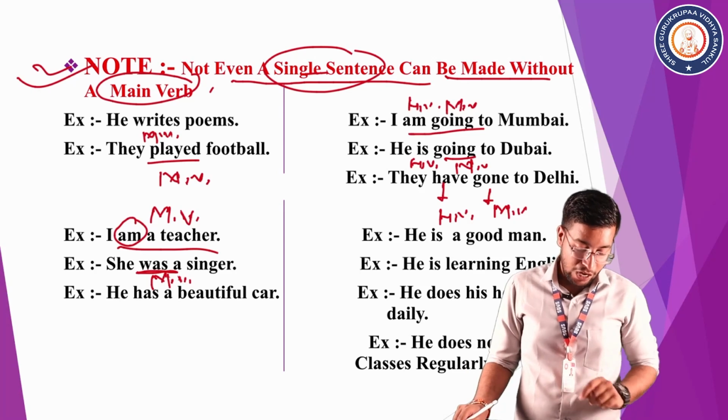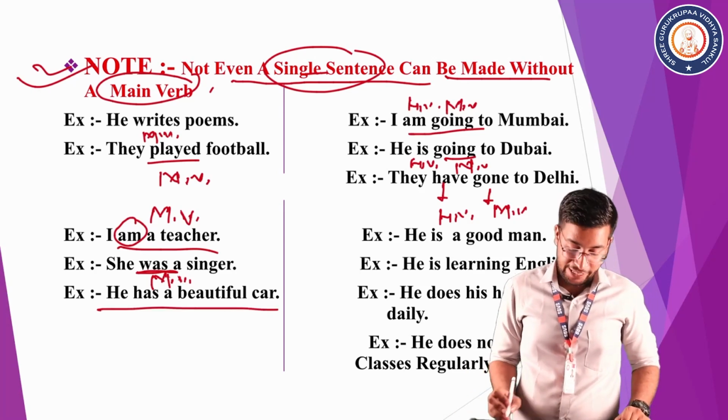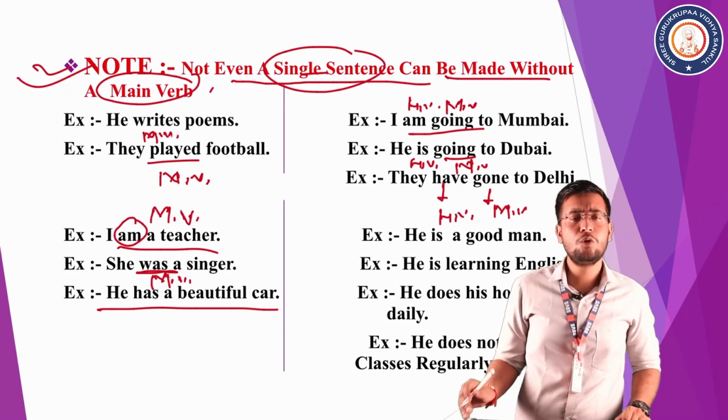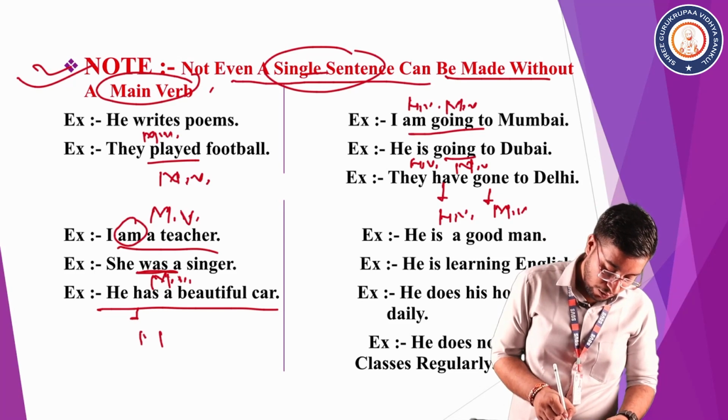Our next example, he has a beautiful car. Here also there is no main verb in the sentence, so here has is working as a main verb.